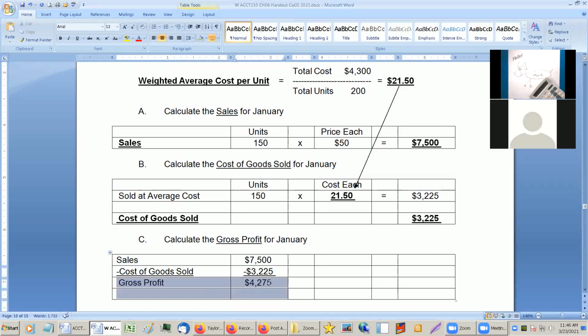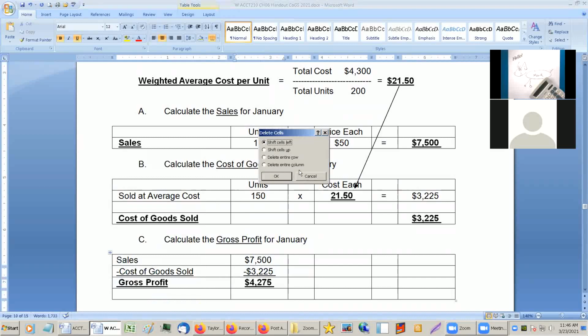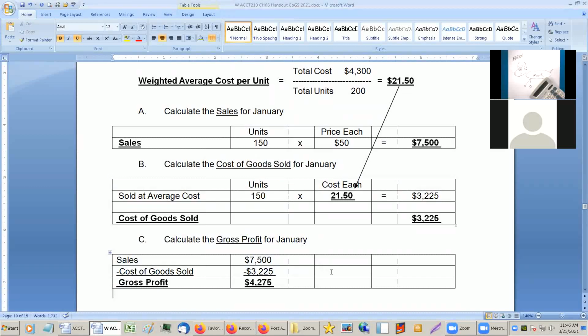And the gross profit is how much do we make on just selling those goods, on just the goods themselves? We sold for 7,500. The average cost was 3,225. So on just selling the goods, we made a gross profit of 4,275.